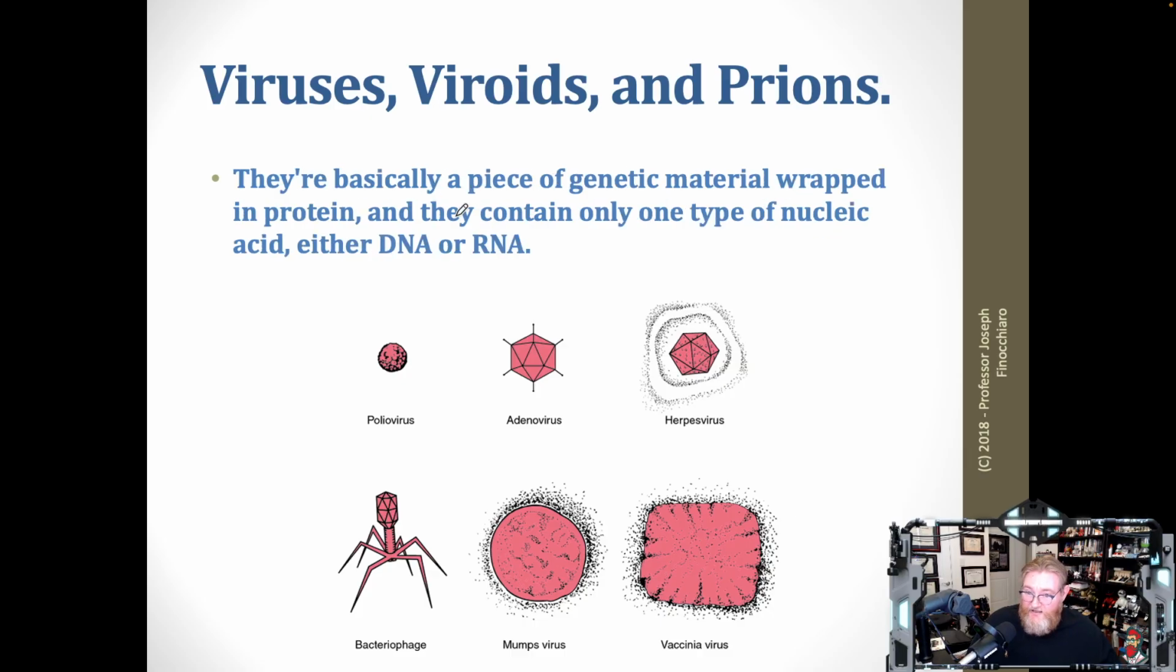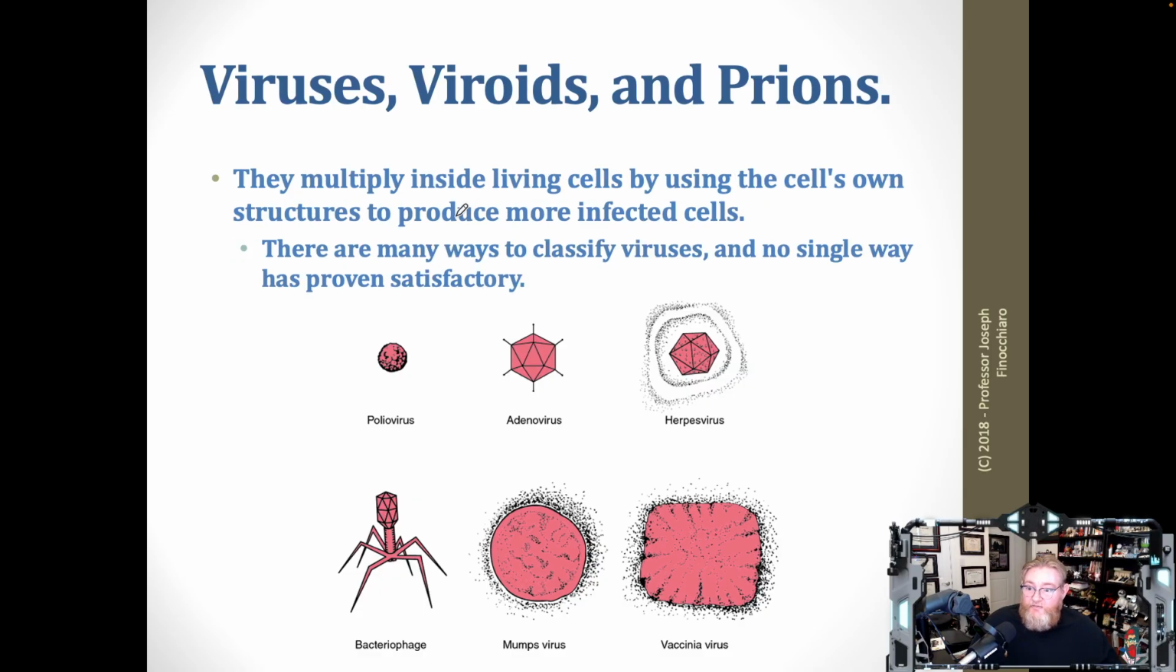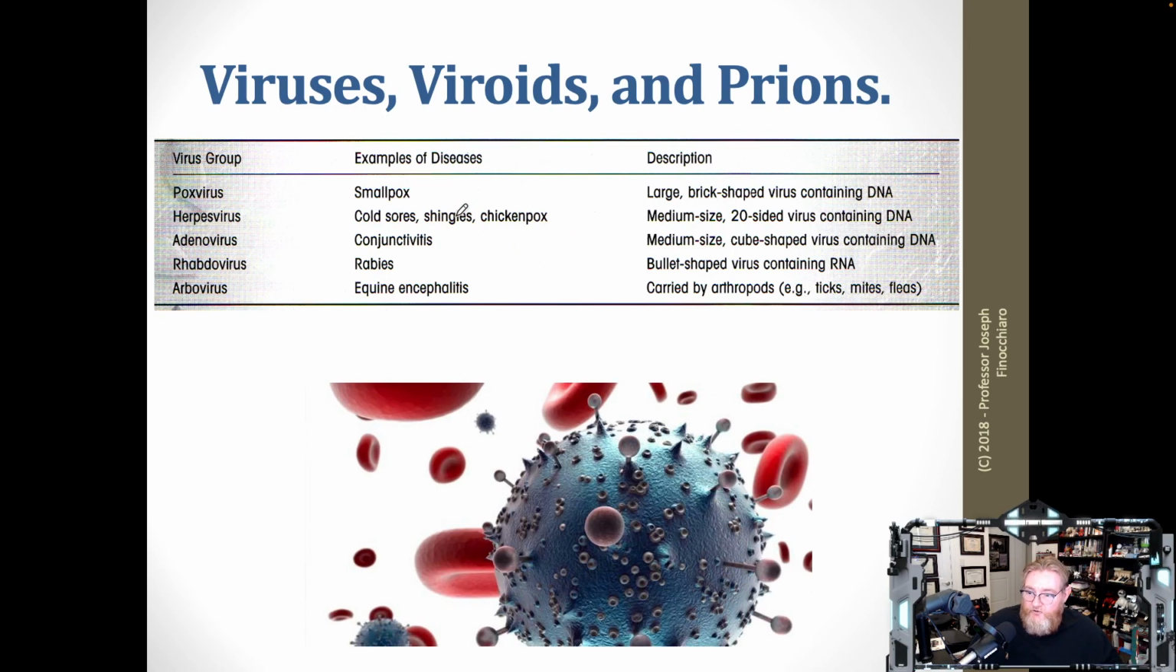They're basically a piece of genetic material wrapped in protein, and they contain only one type of nucleic acid. They're either DNA or they are RNA, no ifs, ands, or buts. They multiply inside living cells by using the cell's own structures to produce more infected cells. There are many ways to classify viruses, and no single way has proven satisfactory. So here is an example chart from the book that shows some common virus groups and the diseases they cause: pox virus, herpes virus, adenovirus, rhabdovirus, arbovirus, etc.